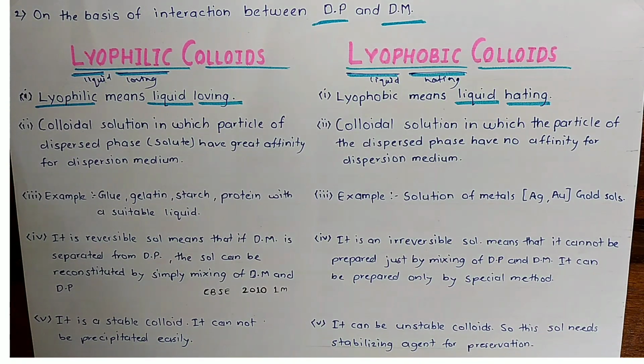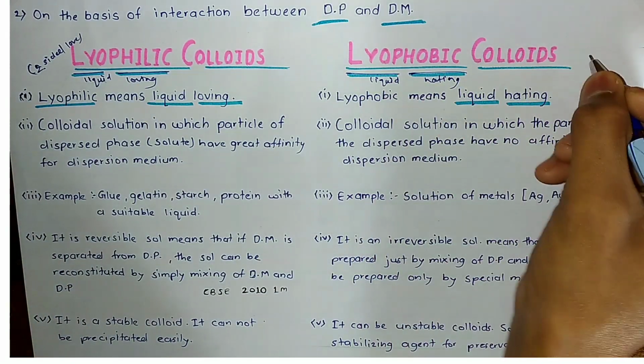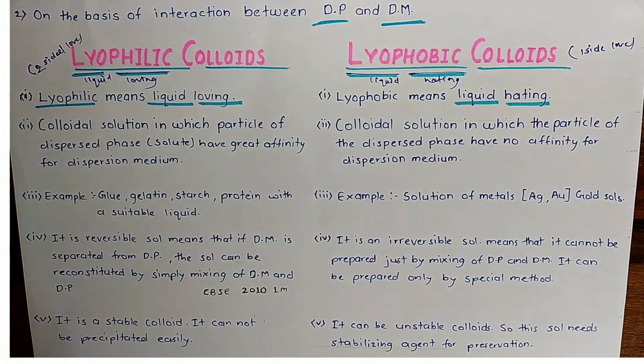It's so simple. The second difference between lyophilic and lyophobic colloids is that in lyophilic colloidal solutions the particles of the dispersed phase, the solute, have great affinity for the dispersion medium. If two people love each other, they give place in their heart. Lyophilic means two-sided love, and lyophobic means one-sided love. A trick to remember.